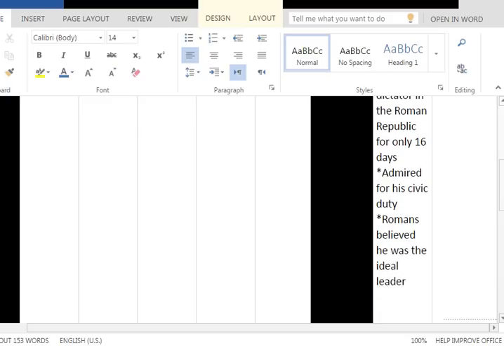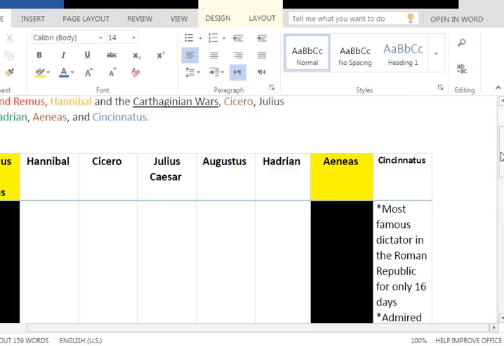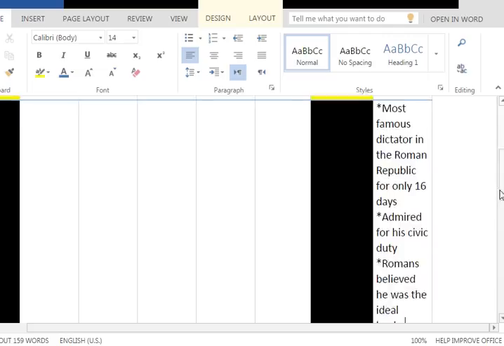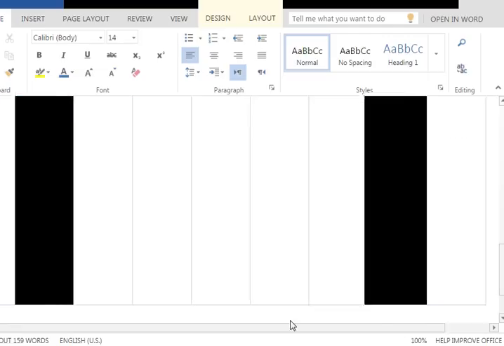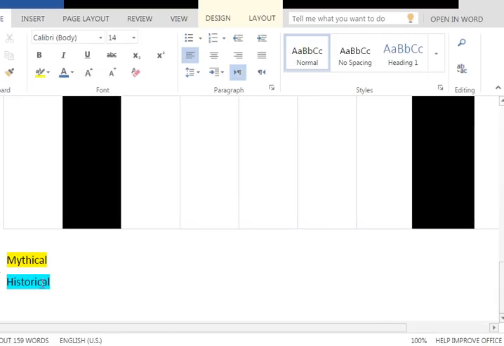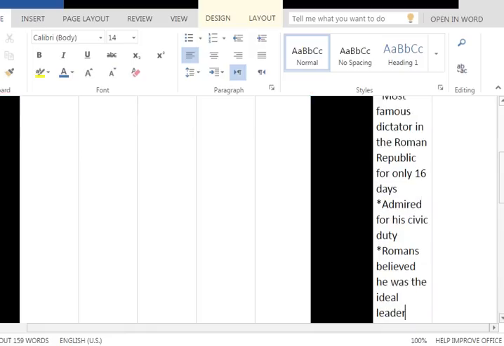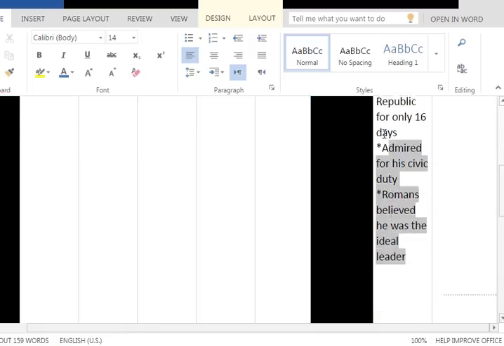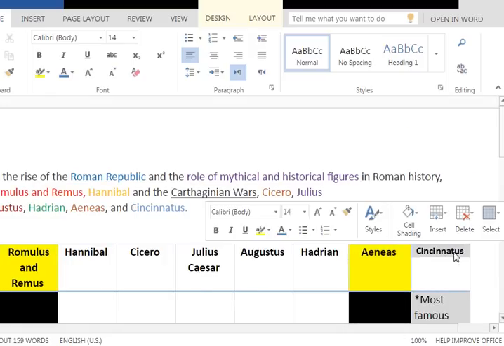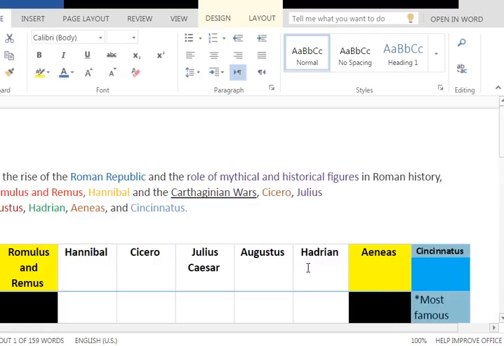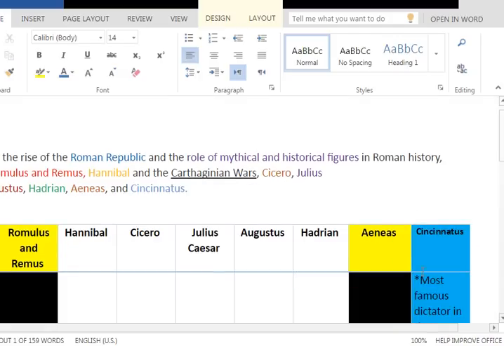Now, Cincinnatus was not a mythical character. He was a historical figure that really did exist. So, I have my historical figures highlighted in blue. So, I'm going to go back to my cell for Cincinnatus, and I'm going to cell shade it blue to match the highlighting that I have for a historical figure, because Cincinnatus was a historical real figure.